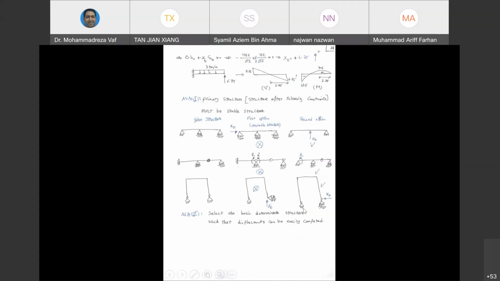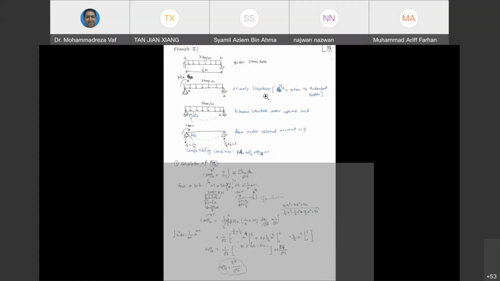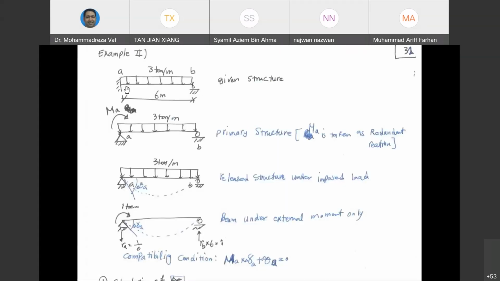Okay, let's go to see another example. The same frame that just now we analyzed it, we have used another support reaction to get the bending moment and shear force. Before this, we assume that XP is the redundant, and we calculated the XP, and from XP we calculated the bending moment and shear force diagram.